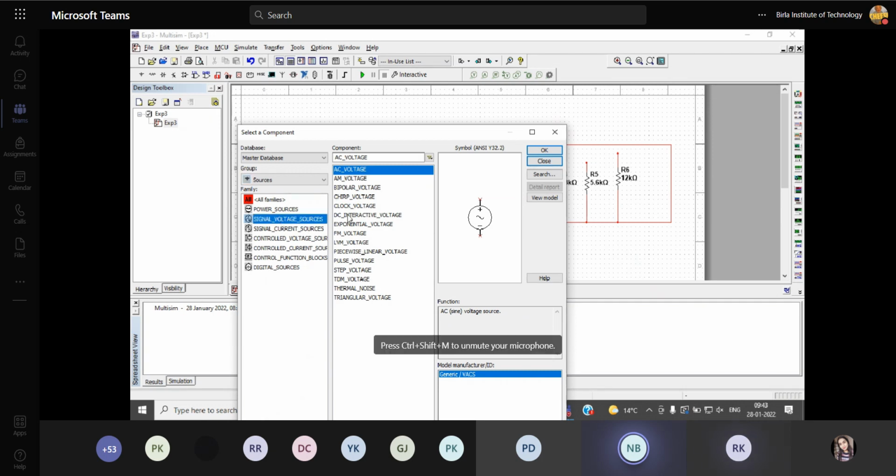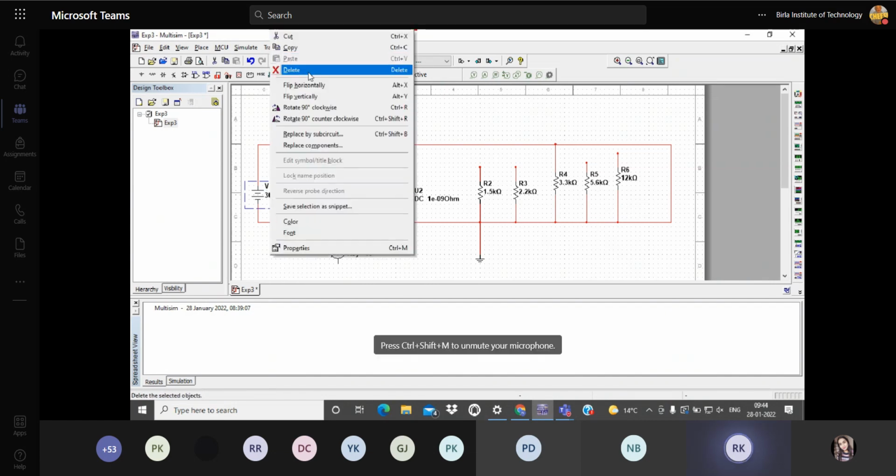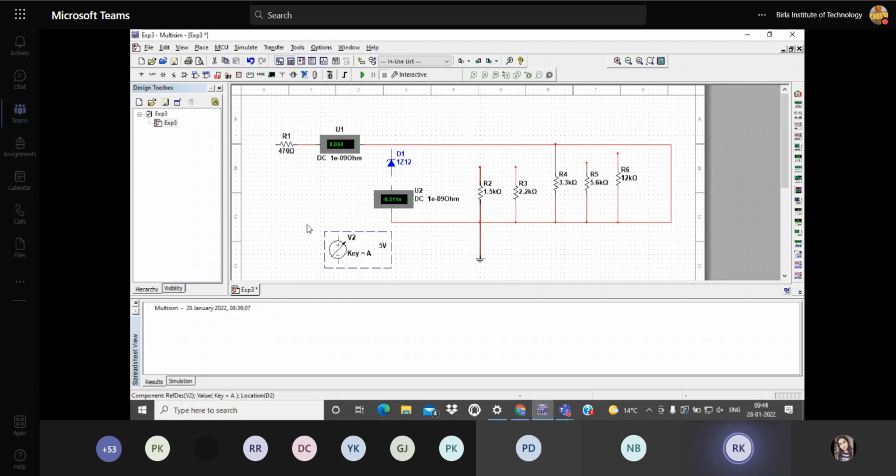Go to source, then signal voltage sources, and in signal voltage sources, choose DC interactive voltage. Yeah, it is your variable DC source. In this variable DC source, you can set the upper limit of voltage, lower limit voltage, and percentage increment.